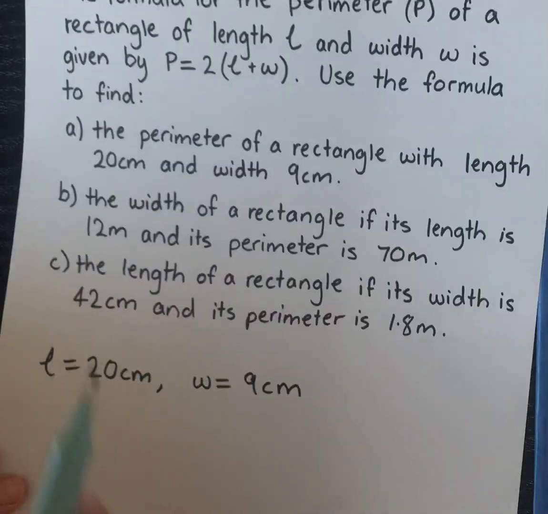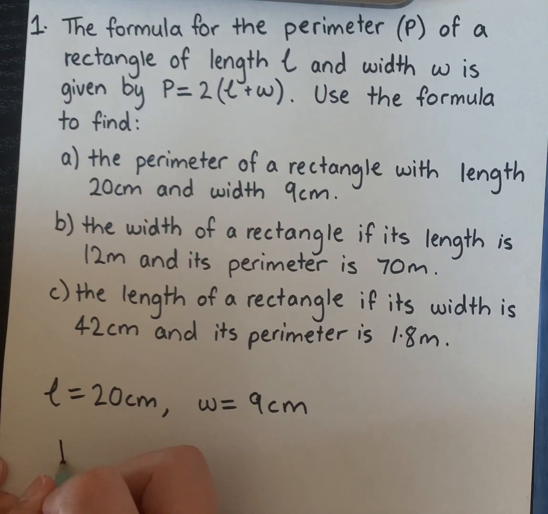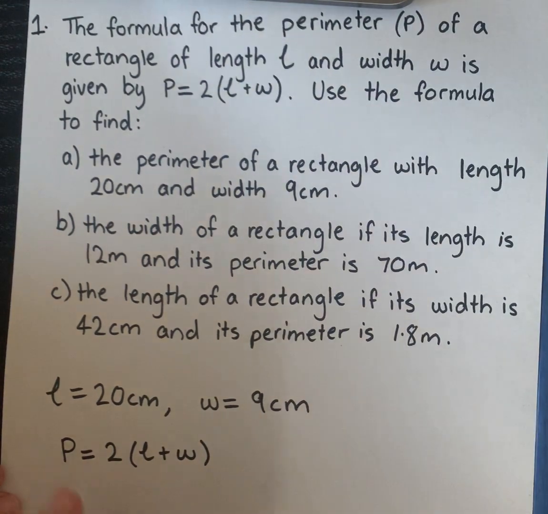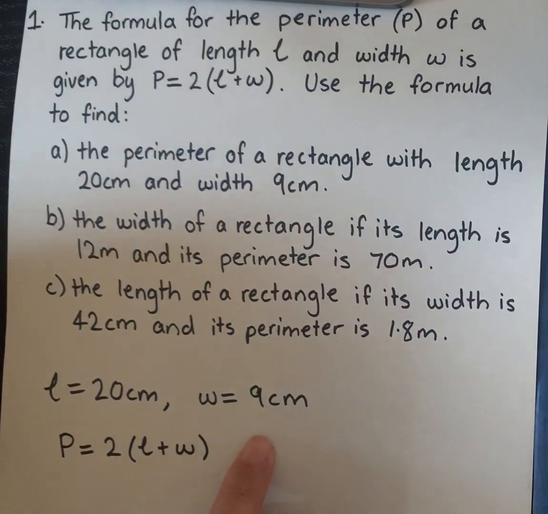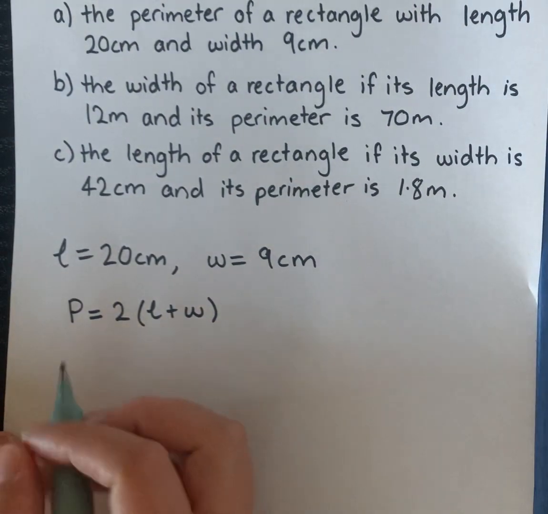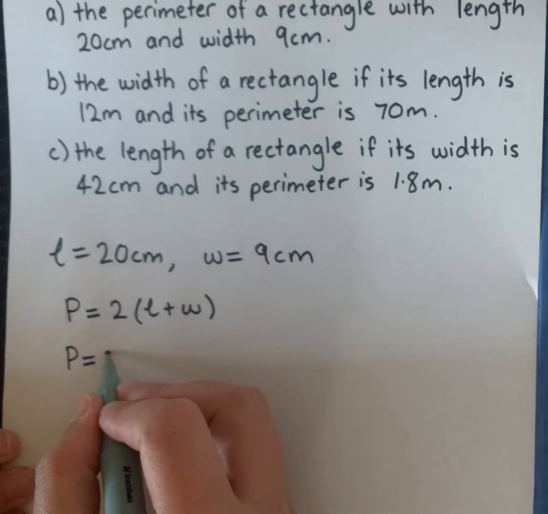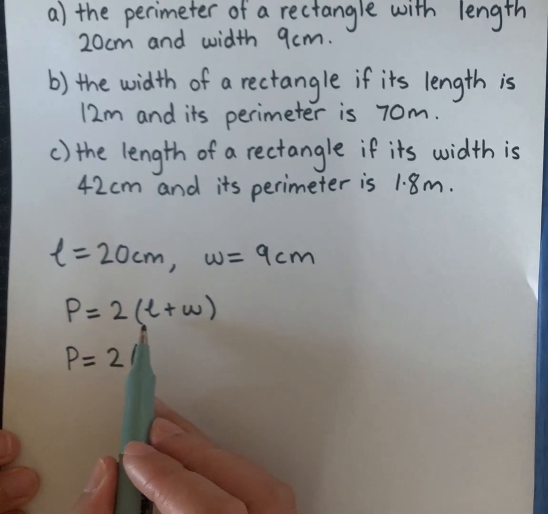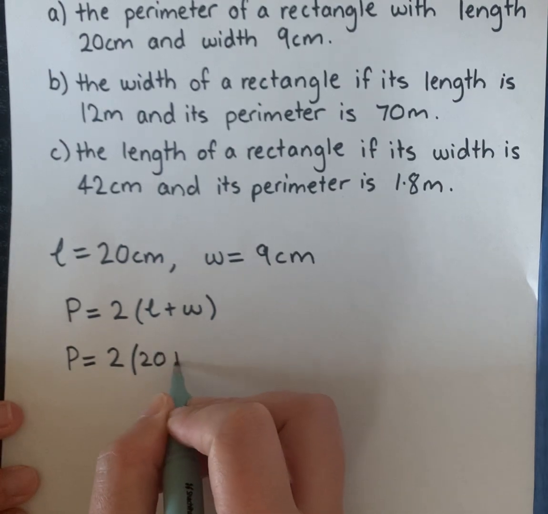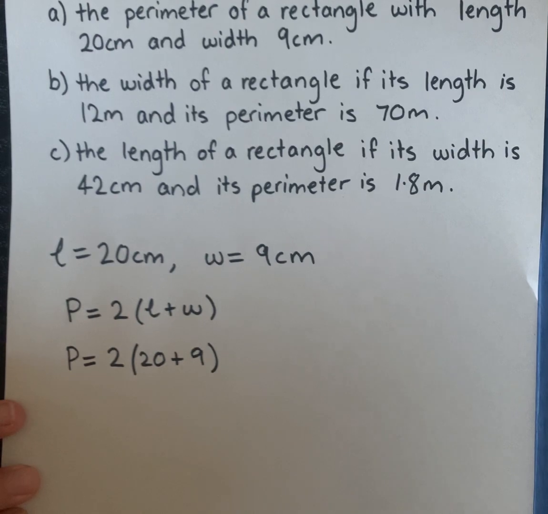Okay, and we know that our formula is up here. So let's write our formula as well so we don't forget. P is equal to 2 outside of L plus W. Now we've already got L and we've already got W, so let's put those values into our equation to make it a little bit more simple. So we don't have P. That's what we're trying to find, the perimeter. We've got L. L is just 20 and W is just 9. So that makes it a lot more simple.